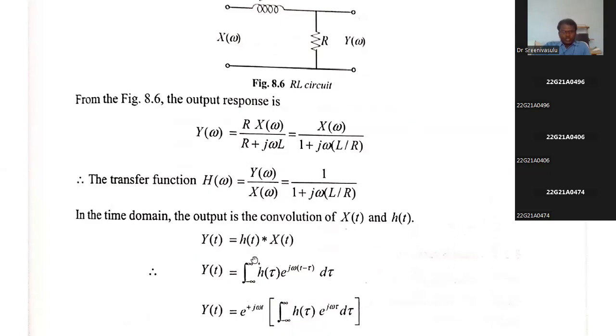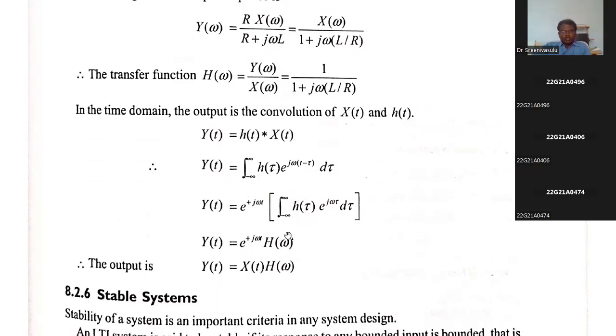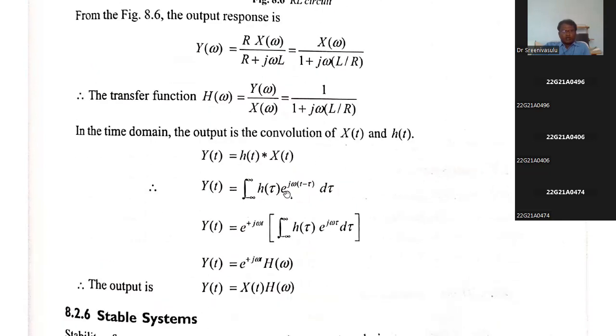Now, if you do it in the time domain, y of t is equal to the convolution of h of t with x of t. So better you go with the frequency domain. From that, you see here h of t convolution with x of t. Now, what is the convolution formula? Integral of h of tau into x of t minus tau d tau.